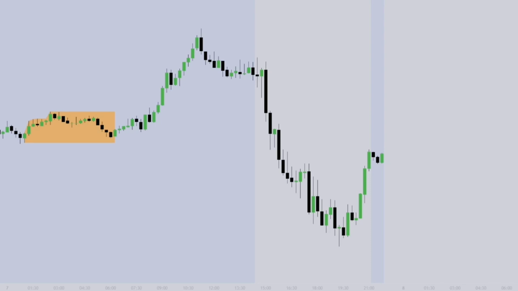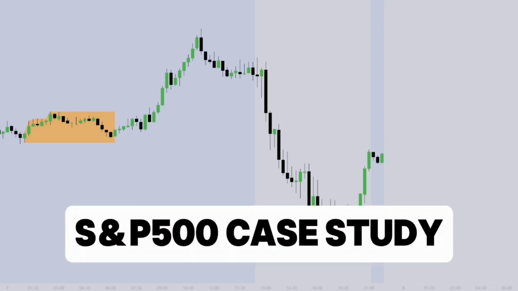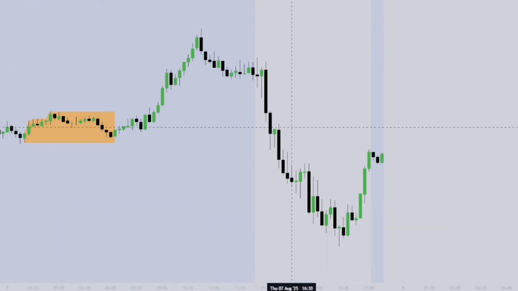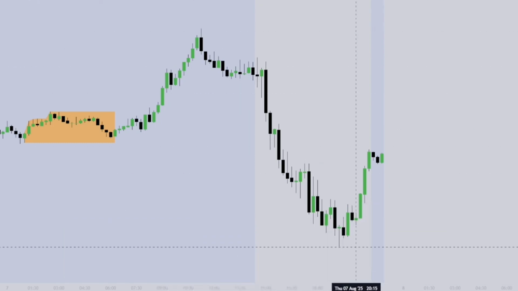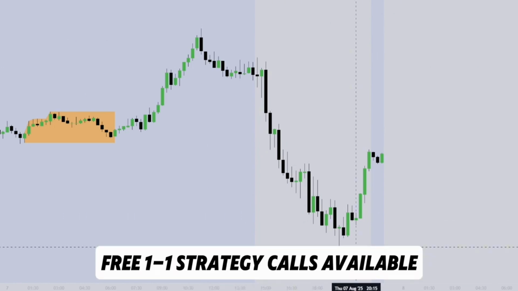Let's dive right into this. This is going to be an S&P 500 or ES futures case study, and we're going to be going over this very, very large sell-off. So when the market sells off, you can time these trades with a lot of precision if you simply understand what is going on.